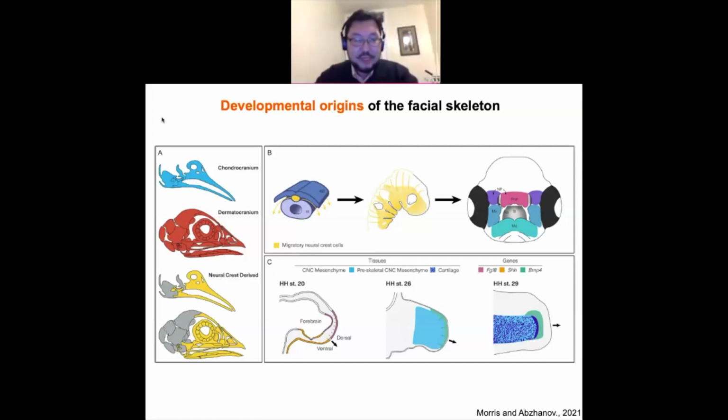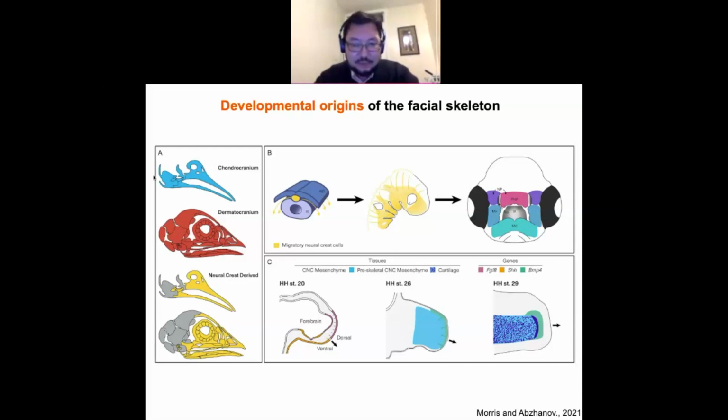During development, these originate from the neural tube. As it closes early in development, they separate from the neural tube. They cease being neuronal. They become mesenchymal, highly migratory cells. They migrate towards the face. They populate the face, and then they begin to grow outward in a series of buds which fuse with each other, and they will eventually grow into what we recognize as the animal face.